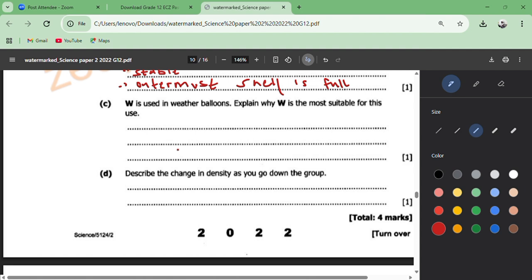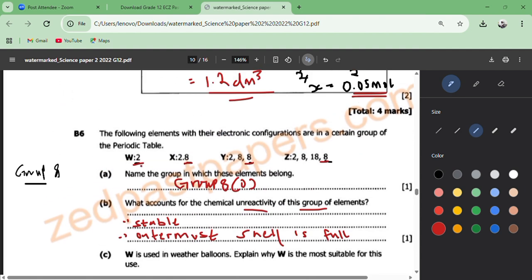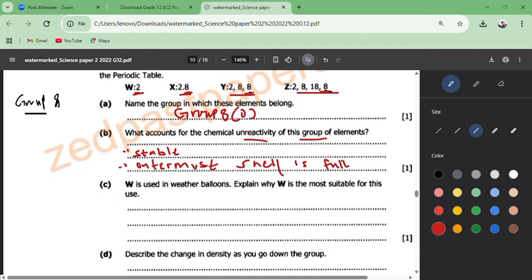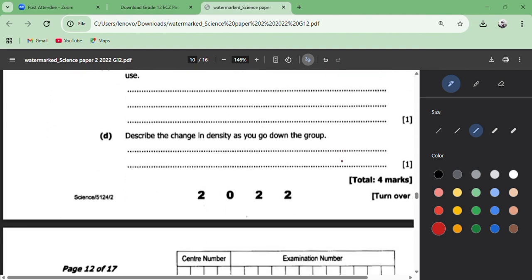Just look at them here. It starts like this: one shell, two shells, three shells. Going down the group, they increase. That's very good. I think that was Edna. Edna, wonderful.